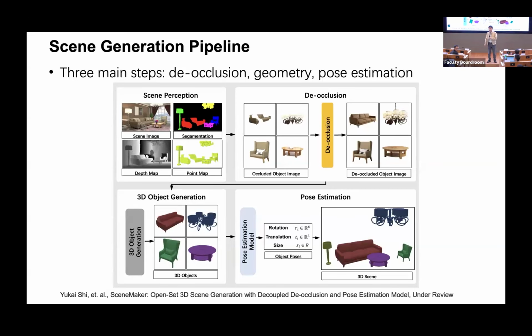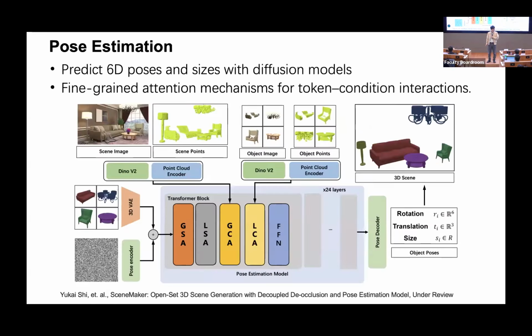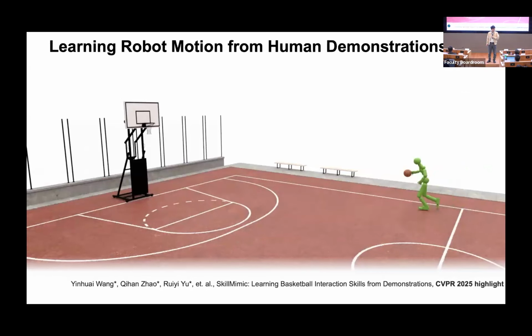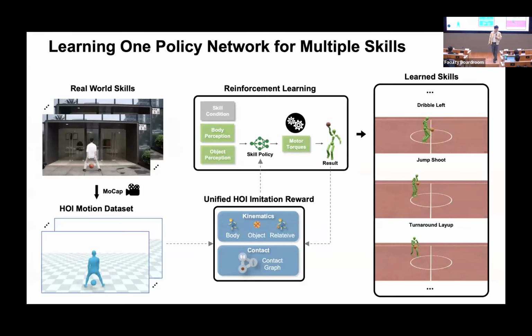Thanks. Thank you. That's all. A quick question regarding the basketball playing. You said that the contact graph is the most important factor in the pipeline. Could you elaborate a bit on the role it is actually playing in the pipeline? The contact graph, right?